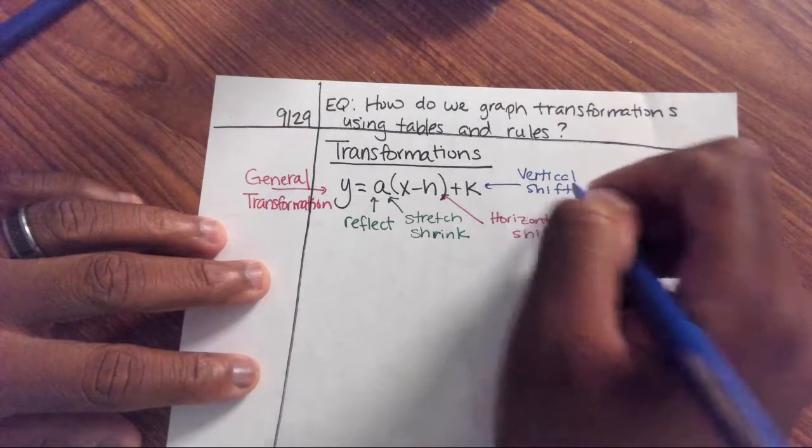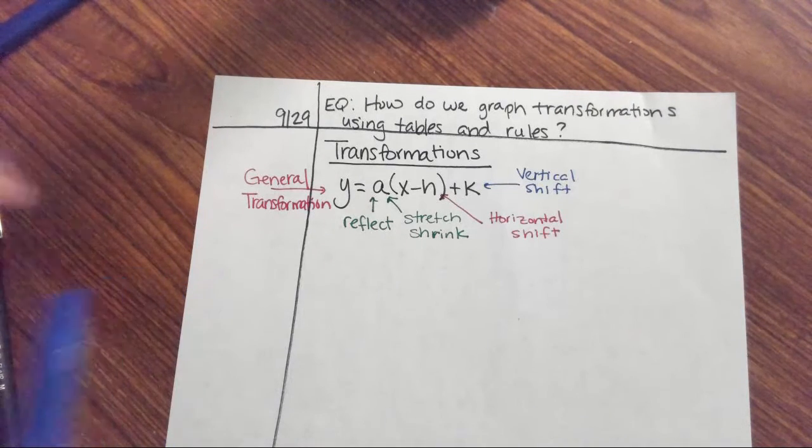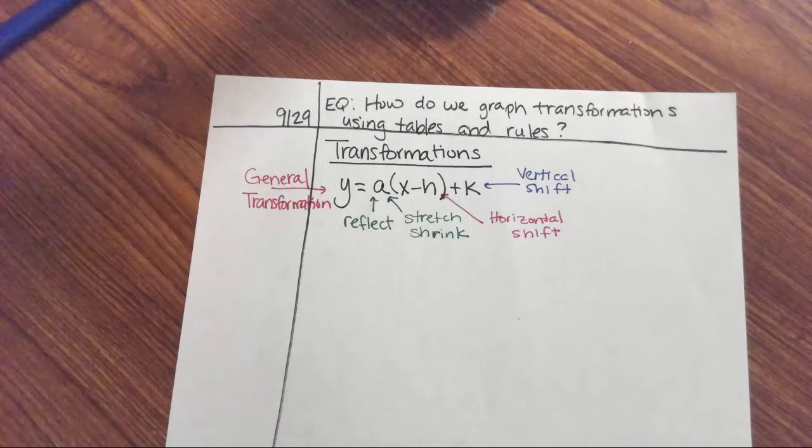And when we talk about vertical shifts and horizontal shifts, does a horizontal shift affect the x or the y values? x values, because the x values are the ones that move left and right, right? And then your vertical shifts affect the y values because they move up and down, right? So let's go into more detail about these.